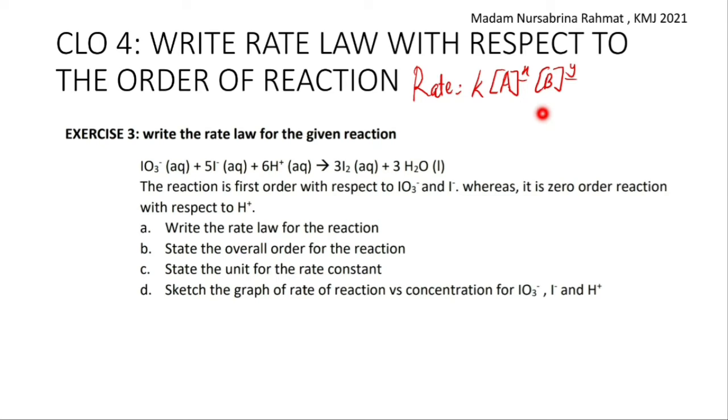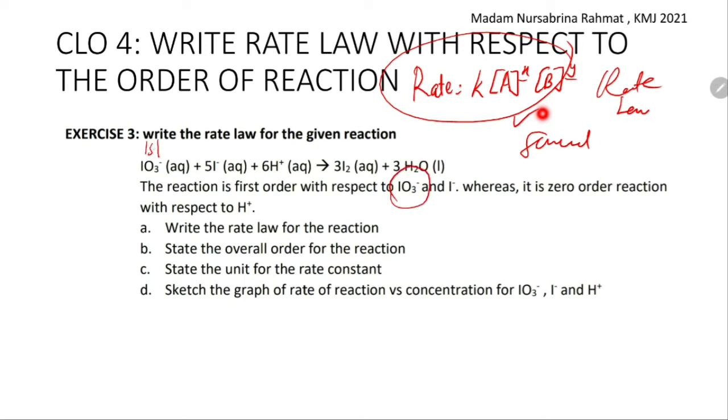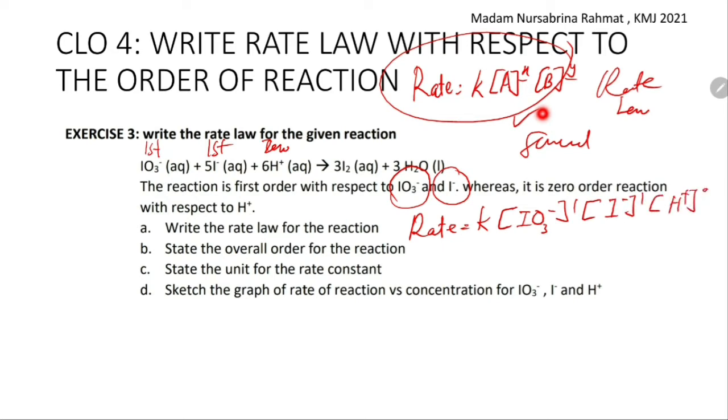This is a given question and you have to write down the rate law. The one I talked about is the general form, but now we have to be specific. The statement says it's first order with respect to IO3 negative, first order for the iodide ion as well, and zero order with respect to hydrogen ion. So rate equals k [IO3 negative] to the power 1, [I negative] to the power 1, and [H plus] to the power 0. Even though it's zero order for H plus, you still need to write it in the rate law because it might be useful for your next question.